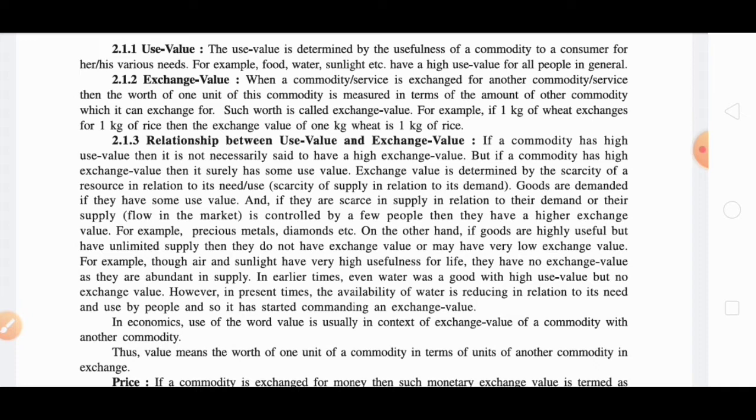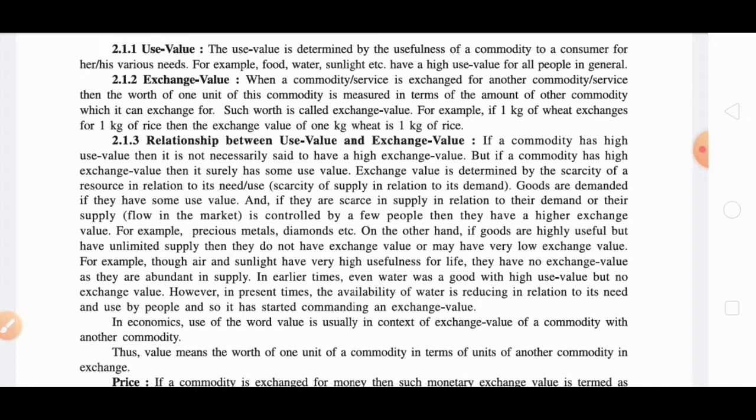Yes, it is right, because the exchange value of these two goods, that is the sunlight and oxygen, is nil. It means there is no exchange value of these things, and also we cannot produce these goods in a factory. But if a commodity has high exchange value, then it surely has some use value.